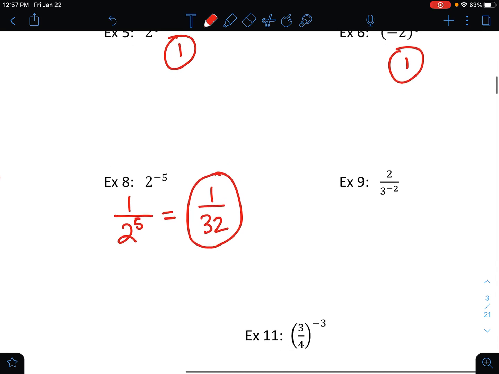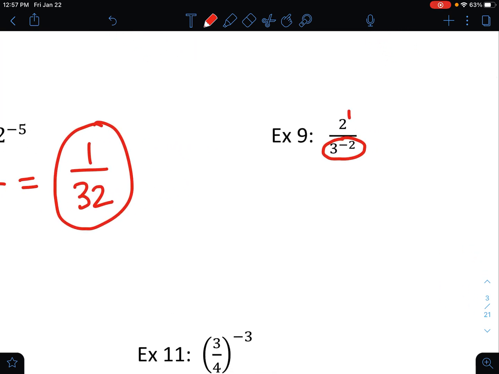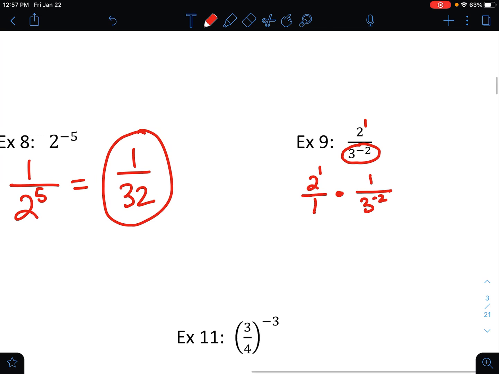Okay, now number 9 is a little tricky because I only want to take the reciprocal of the part of the problem with the negative power. So 3 to the -2 has the negative power. 2 has a positive power. It's 2 to the 1. So here's how I want you to separate this problem out. So this is really 2 to the 1st over 1 times 1 over 3 to the -2nd. So I only do the reciprocal of the one that has the negative power. So 2 is going to stay, okay?